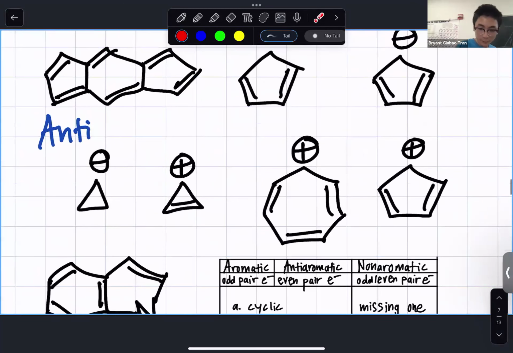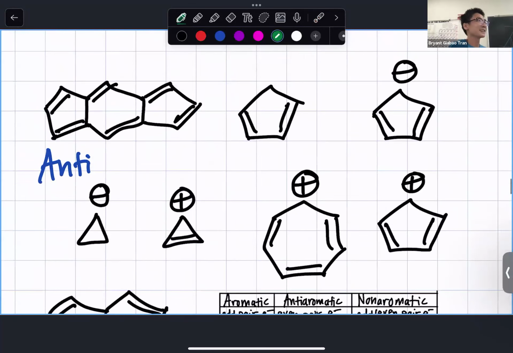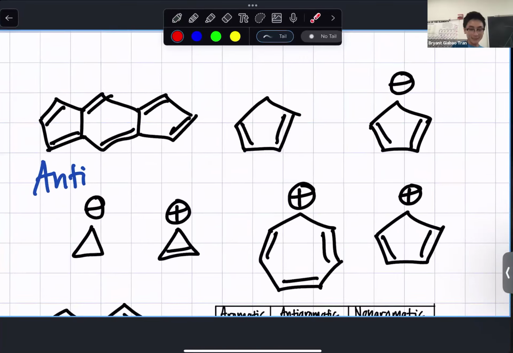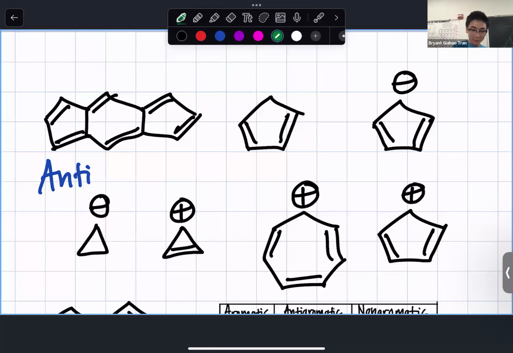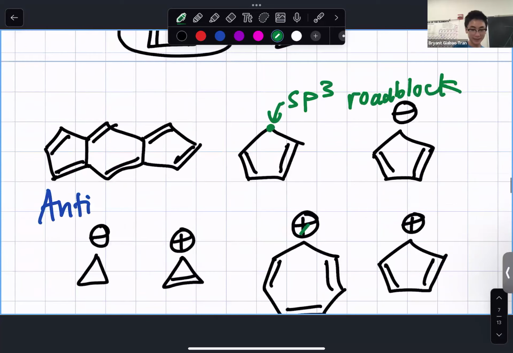Okay. What about the second one? Let's see if the three conditions are fulfilled. It is cyclic, right? Yes. The top carbon here is an sp3 roadblock. It blocks resonance, so it is not fully conjugated. That means condition C is not fulfilled, which makes it non-aromatic.